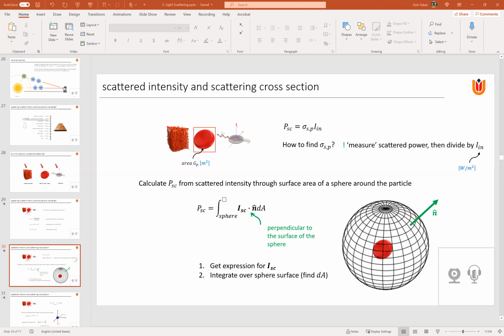So the recipe then is to get an expression for the scattered intensity first, so the intensity that is scattered through that surface. Then if we have that, we can integrate it over that surface. We would have to find dA first, but that is a side step. Integrate over that surface, and then we can solve the equation above and calculate the scattering cross section. So let's go.